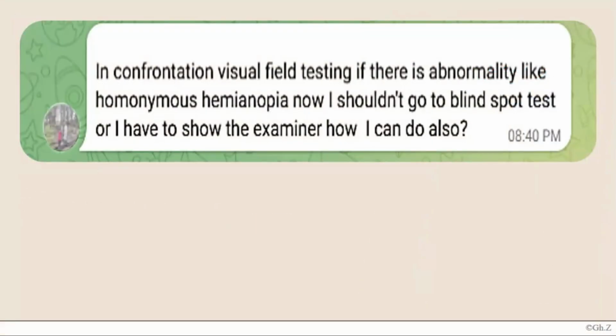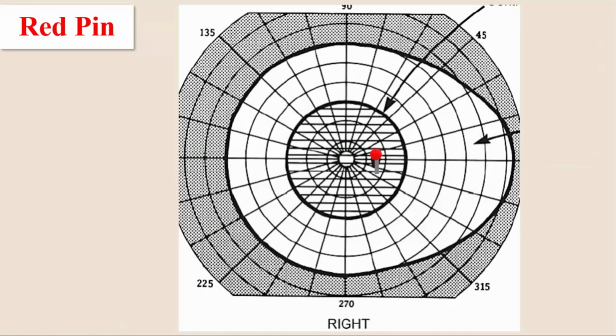So here is some inequalities in confrontation visual field testing. If there is abnormality like homonymous hemianopia, I shouldn't go to the blind spot test, or I have to show the examiner how I can do so. In order to locate the blind spot, we depend on it being surrounded by areas with normal vision.